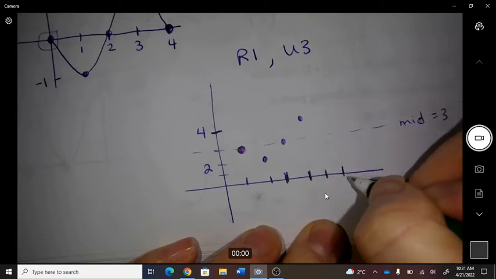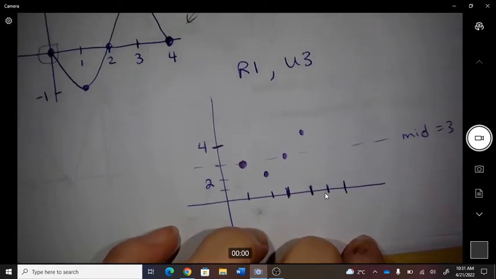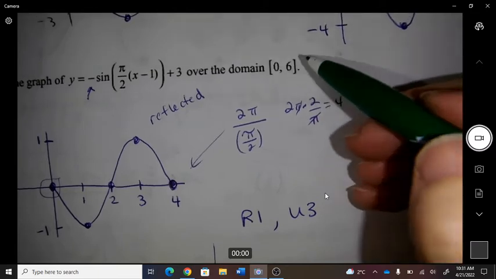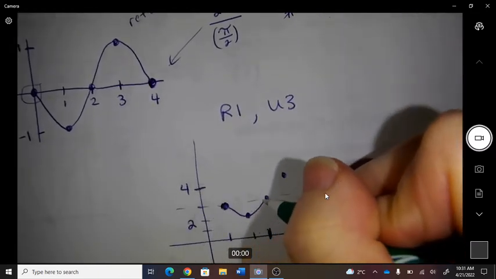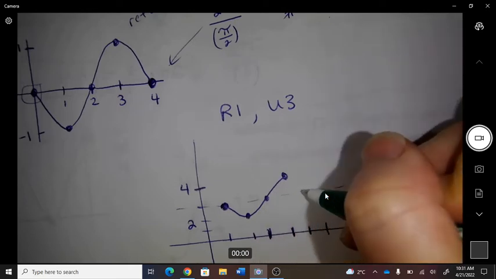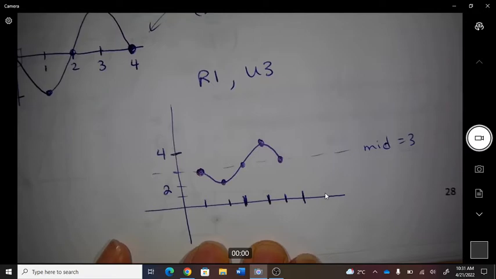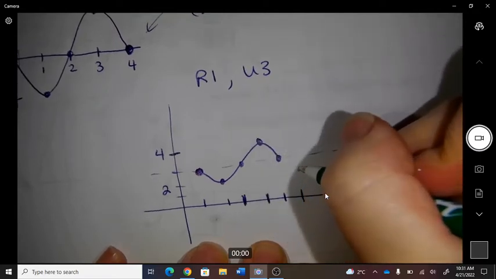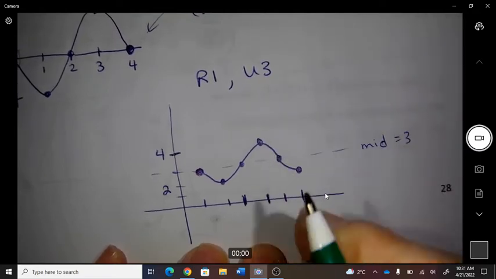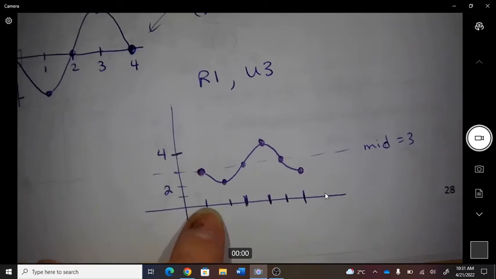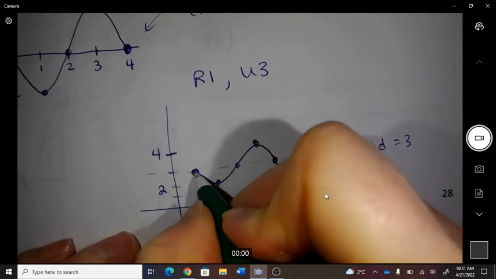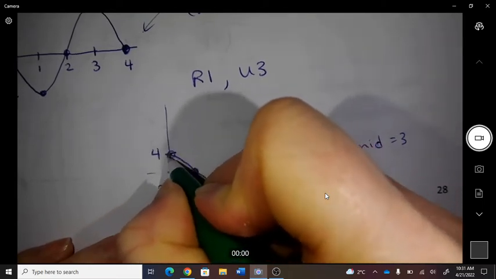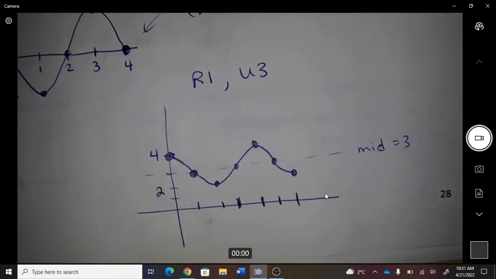I need a 5 and a 6 because my domain up here says I need to go all the way from 0 to 6. So that's 4, back to the middle would be the next. And then at 6, I'm going to have to be at a low. So now I'm at 1 here, so I need to back it up. So the next in order here from mid would be the top.